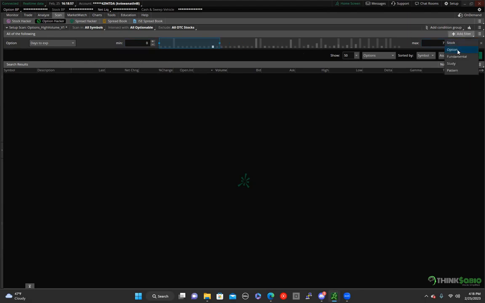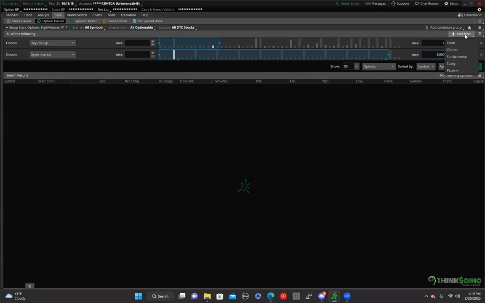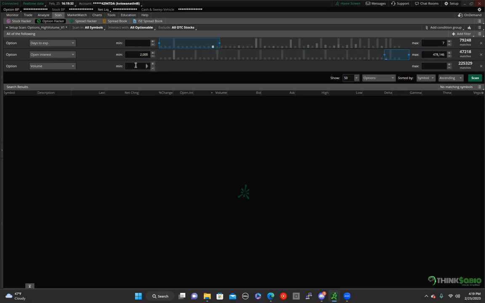And then you click add filter, you click Option again, and you can say, I want the contract that I'm trading to have an open interest of minimum 2000. Minimum 2000 contracts on that particular contract should be the open interest. Then you'll select volume on that particular contract. It's not maximum, it should be minimum. And then the volume should also be 2000, for example.